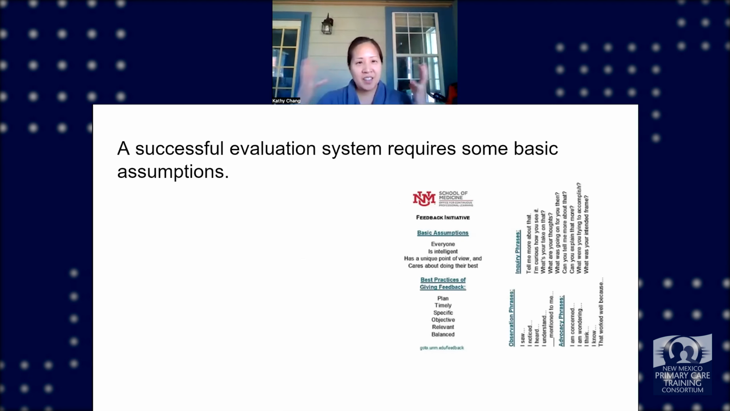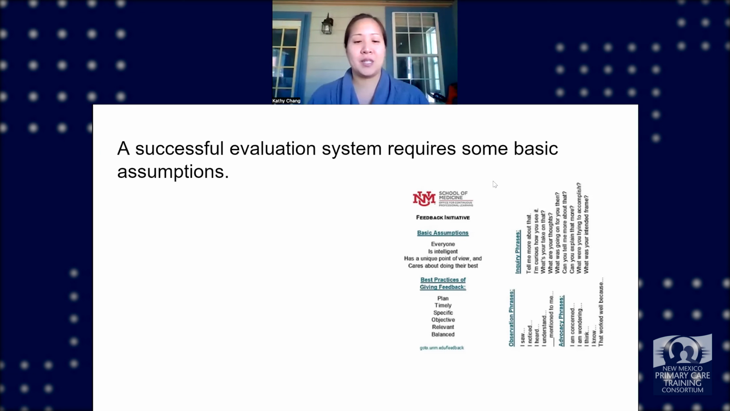And then the other assertion here is that a successful evaluation system requires some basic assumptions. What I have here is a picture of the feedback initiative with the basic assumptions. This is actually a badge card that we have, and the link is there, and also hyperlinked at the end here. But the basic assumption is that everyone is intelligent, has a unique point of view, and cares about doing their best.